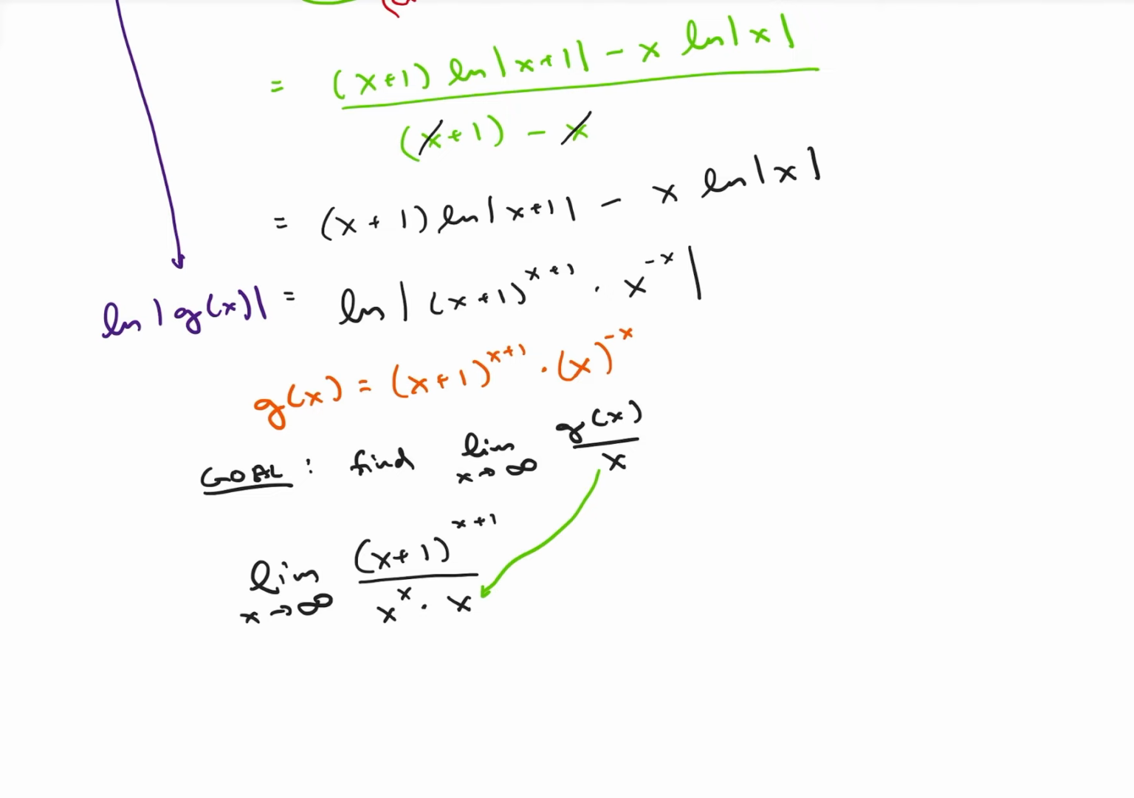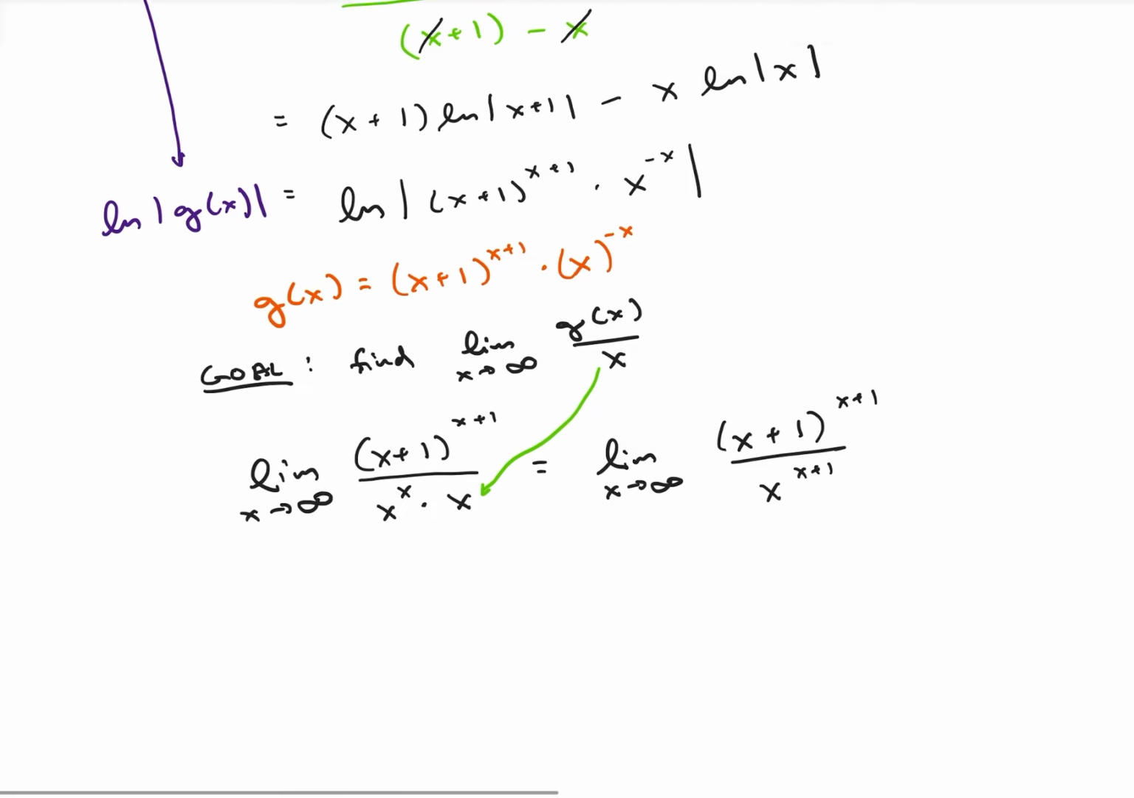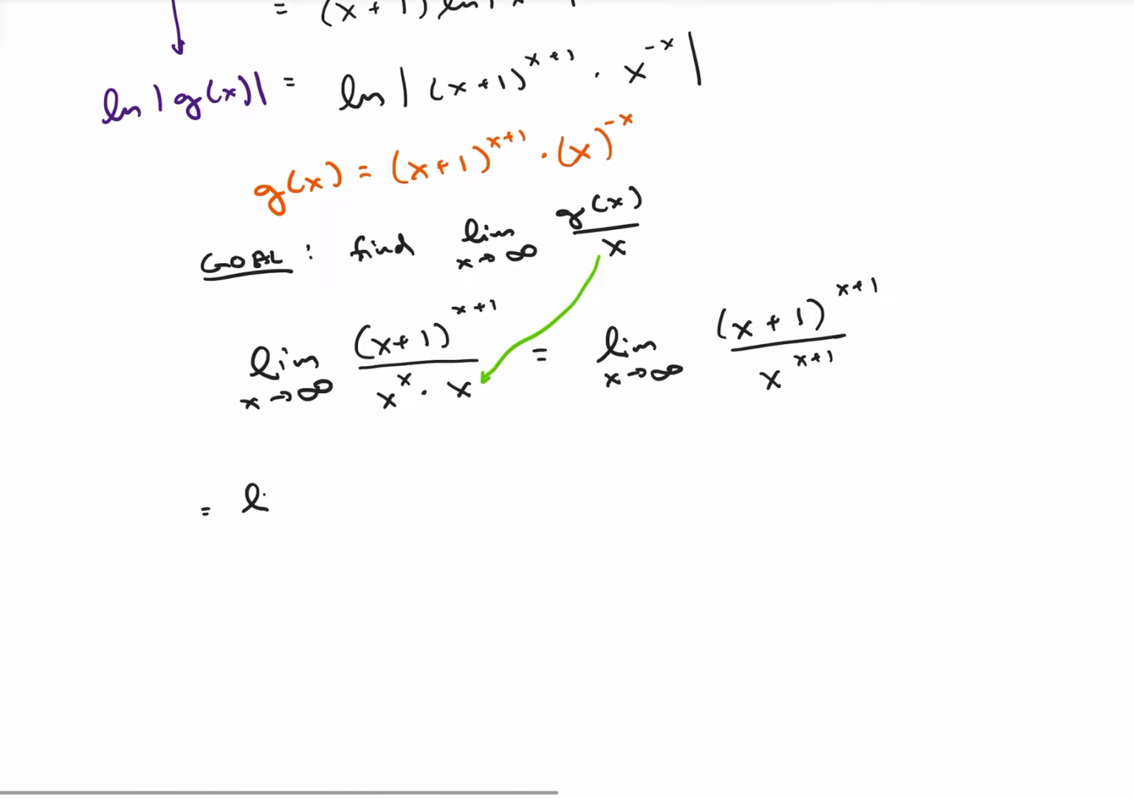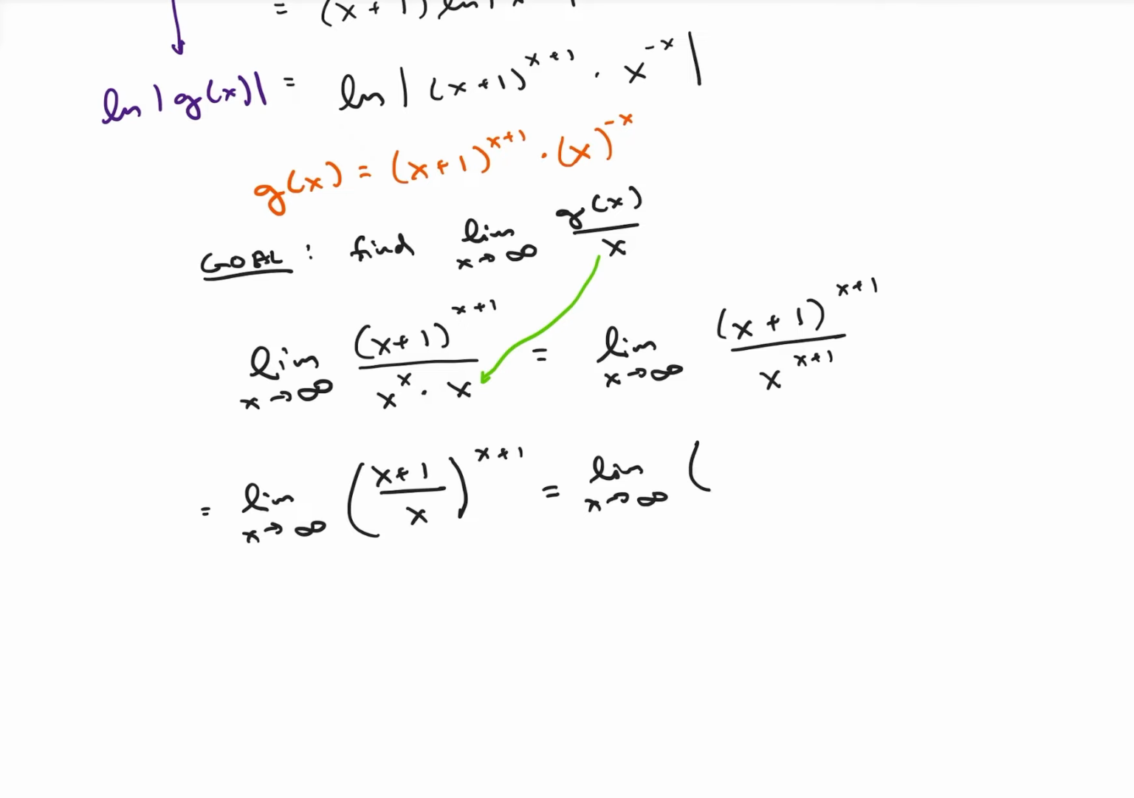All right, so we can combine these now, and we can see that this is equal to the limit as x approaches infinity of x plus 1 raised to the x plus 1 power divided by x raised to the x plus 1 power. So hopefully you're seeing where we're going here. So we're going to combine those now. And we're going to get x plus 1 over x raised to the x plus 1 power, which I can then write as 1 plus 1 over x raised to the x plus 1. Okay, which is almost something that's very nice.